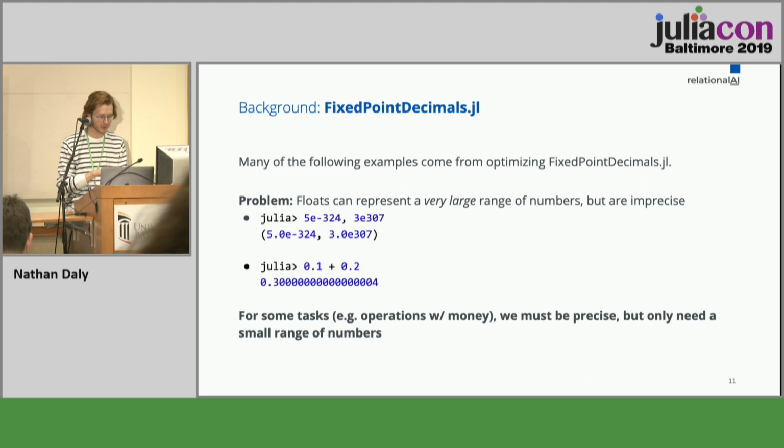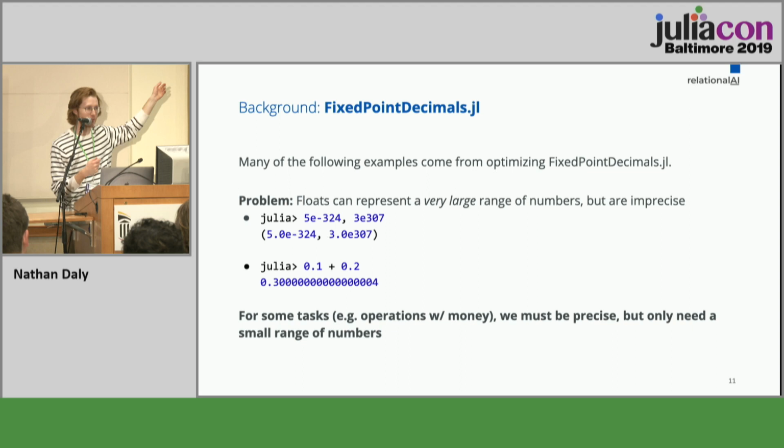All right, one more piece of background before I move on. A lot of this work came from our time trying to optimize the FixedPointDecimals library, which is a package that's used for representing decimal numbers. You may have seen this before, but most people represent decimal numbers with floats, and they are imprecise. So here, 0.1 plus 0.2 does not equal 0.3, which is shocking. And if you're doing operations with money, that matters. You don't want to be shaving off fractions of a cent or adding fractions of a cent. And in the trade-off, we don't need 600 orders of magnitude. We only need maybe 10.